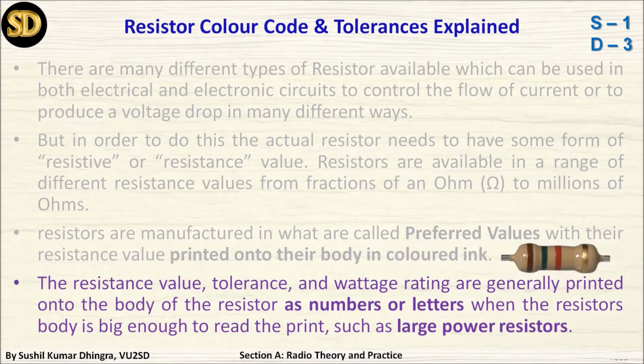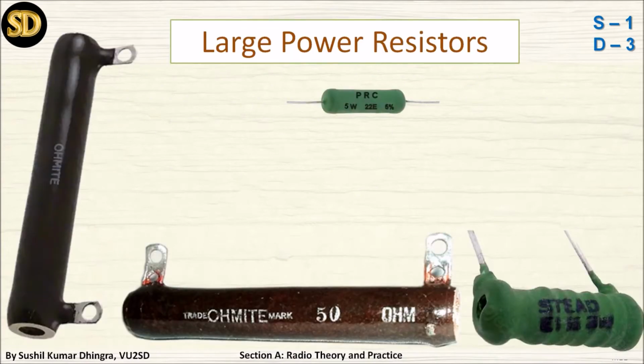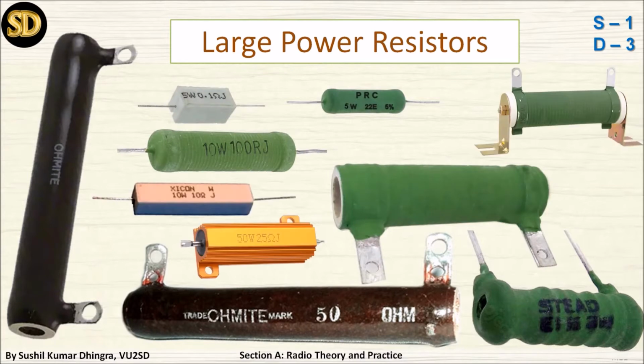Now see large power resistors. They are some kind of big resistors, no need of color codes. You can mention the value directly for a long time. It will maintain the value on the body.